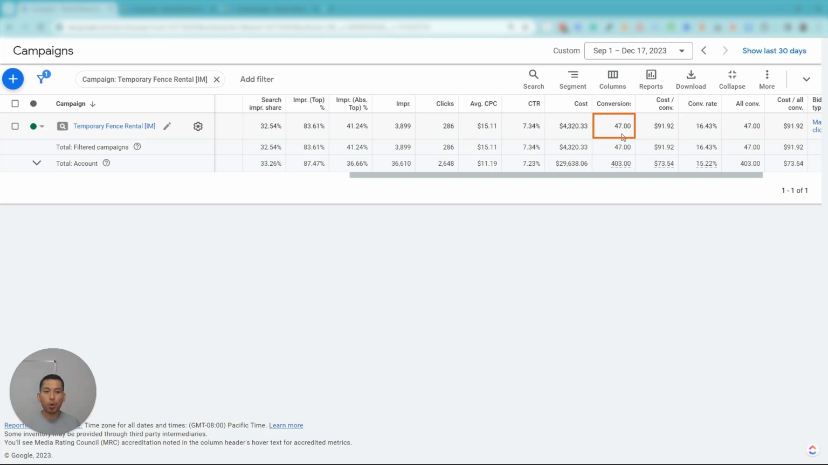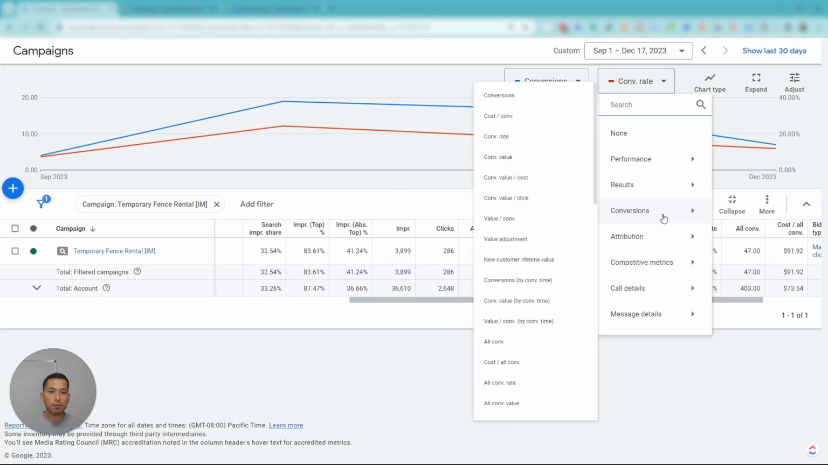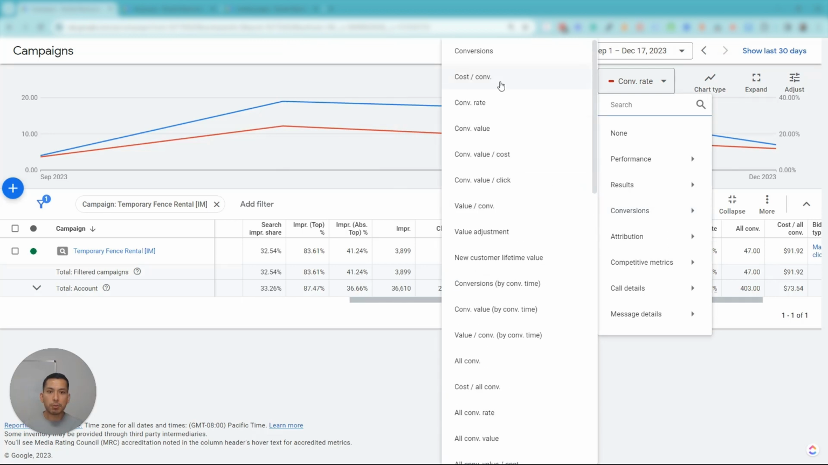47 conversions in total in the last few months here. And the average cost to acquire a lead has been $91.92. The conversion rate over time is 16.4%. But just a comment on these two last columns, which are very important, right? You can see here that $91.92 is the average, but on our best month, the actual cost per conversion was, let me use this, cost per conversion.